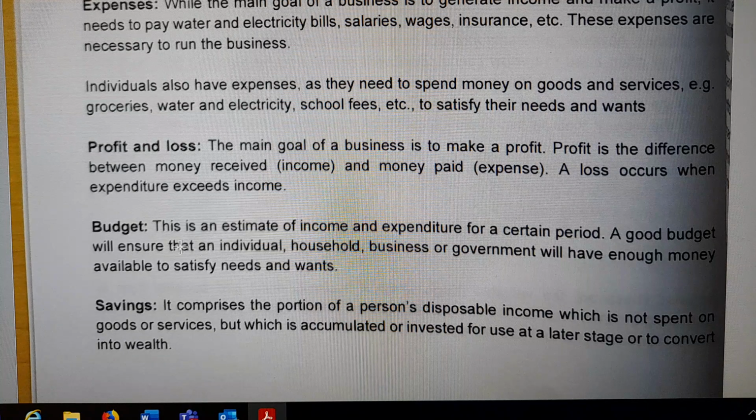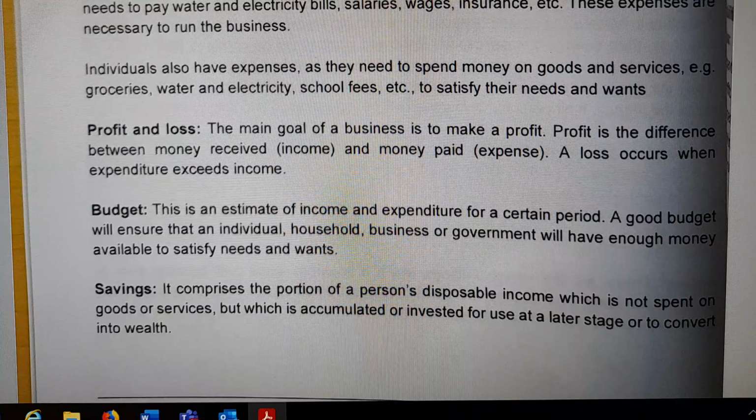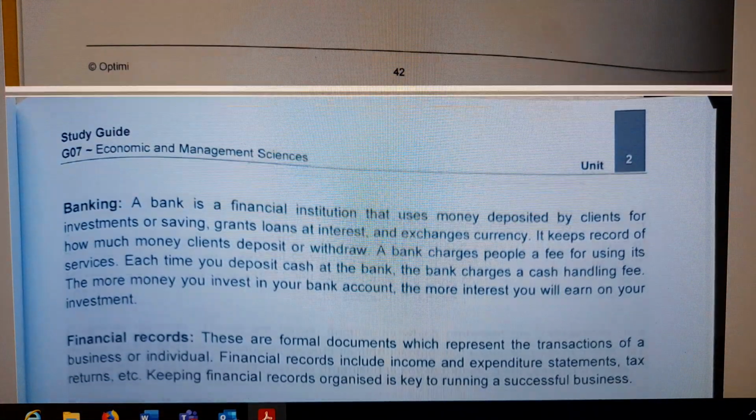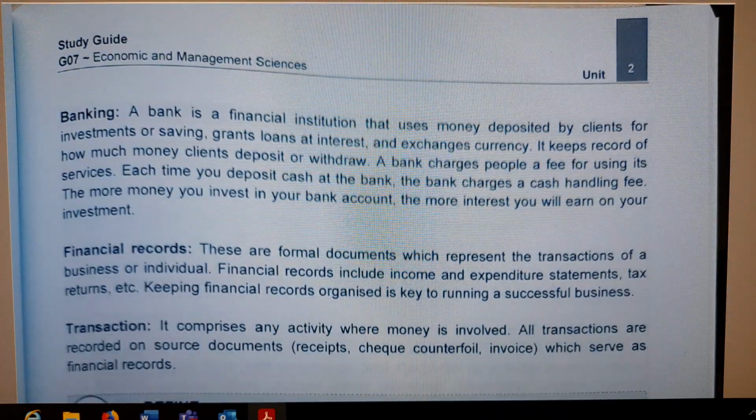So it's very important that in your budget, you always have disposable income, which is money that is not used or spent. You cannot spend more than what you have. That is a loss. And we are left with 3 terms to look at.